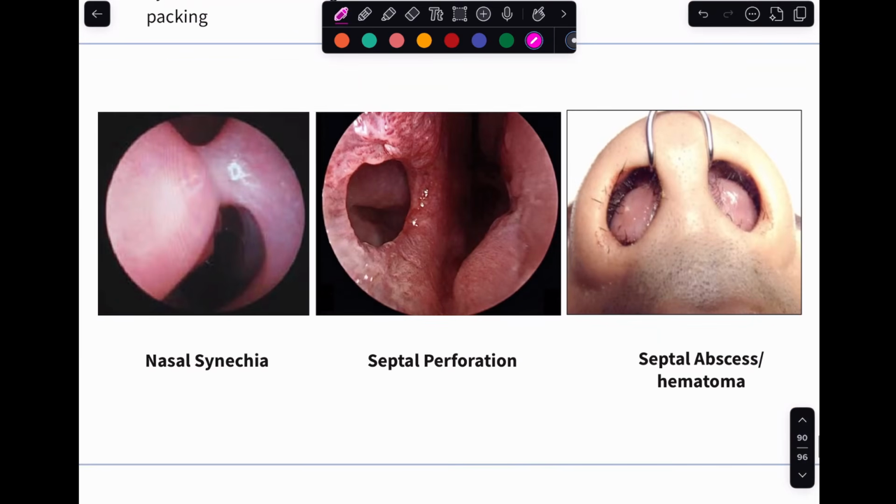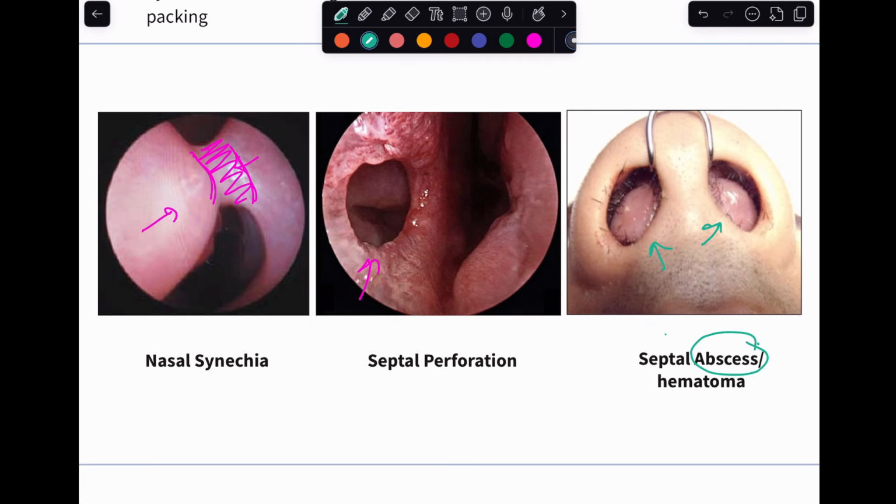Now let's look at some images over here. This is what a nasal synechia looks like. You can see that there probably was a raw area of mucosa on both sides and it ended up joining together through this synechia. Then this is a case of septal perforation, and this is a case of septal abscess or hematoma. They'll both be looking the same way. There'll be bilateral swelling on both sides of the septum. But how will you differentiate it?